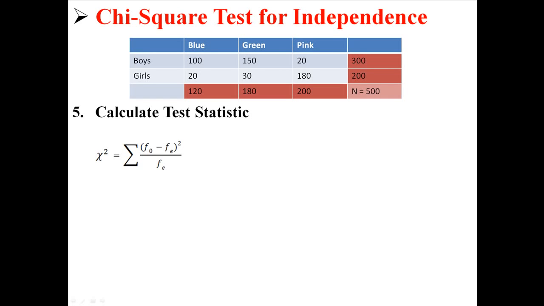Now we're going to use the same equation to calculate chi-square, except now it's going to be a little bit more complicated to find the expected frequencies. And this is how we're going to do it. We're going to multiply the frequencies for the columns times the frequency for the rows, and then divide by the total number of subjects to get the expected frequency for each cell.